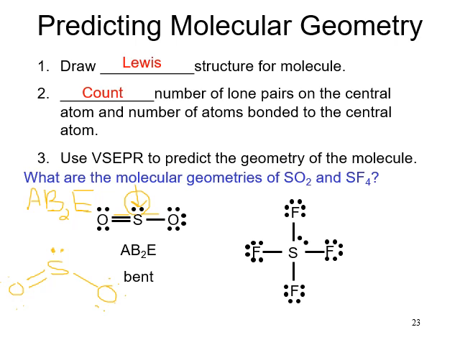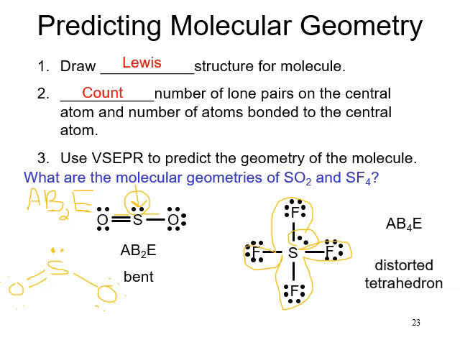SF4, do the same thing. You would count your number of things surrounding the sulfur. And keep that in mind when I say count the number of things, because we're going to do that for hybridization also, so we want to know how to do that when we come later in this chapter. So in this example, you have 1, 2, 3, 4, 5 things. And when there are 5 things, and one of them is a lone pair and 4 of them are atoms, it's AB4E. And if you recall, the shape for that would be distorted tetrahedron.